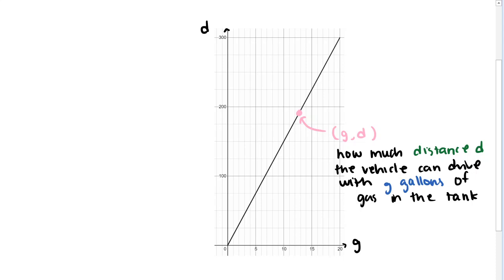Right, so for example, if I look at the most extreme example, this point up here, if I look down and find its coordinates, it's got a G coordinate of 20 and a D coordinate of 300. So that's my ordered pair. That's really saying that if there's 20 gallons of gasoline in the tank, then this vehicle will be able to drive 300 miles. Right, so that's really how we can interpret the points on this graph and their relationship to the situation being described.